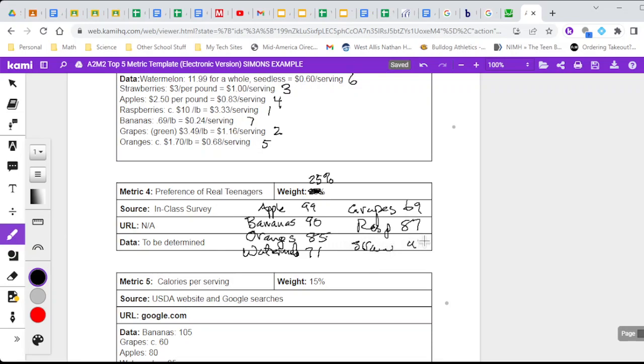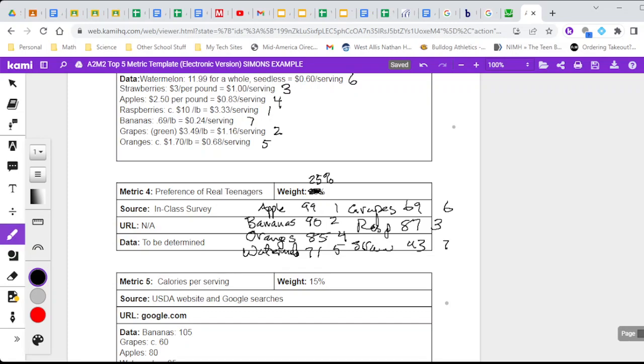Okay. And so if I rank these, right, it would be the lowest number means it's the most popular. So strawberries are going to get my 7, all right, with 43. And then the next one is grapes. They're going to get 6. And then watermelon's going to get 5. And then the next one is oranges. So those get 4. And then raspberries would get 3. And then 2 and 1 with apples and bananas.